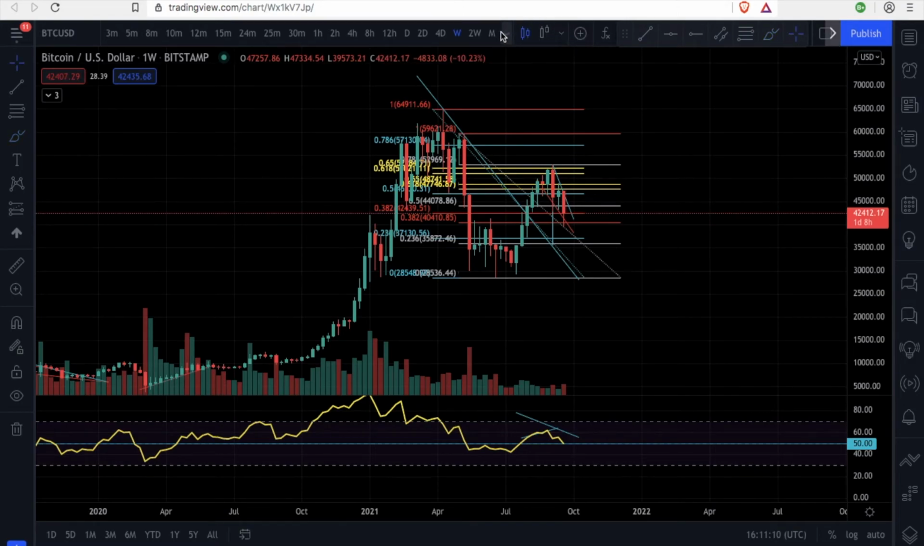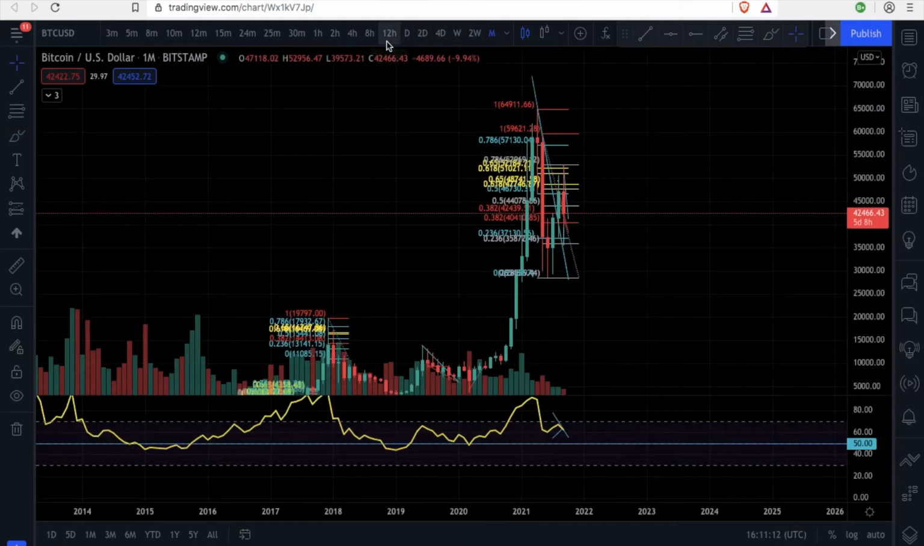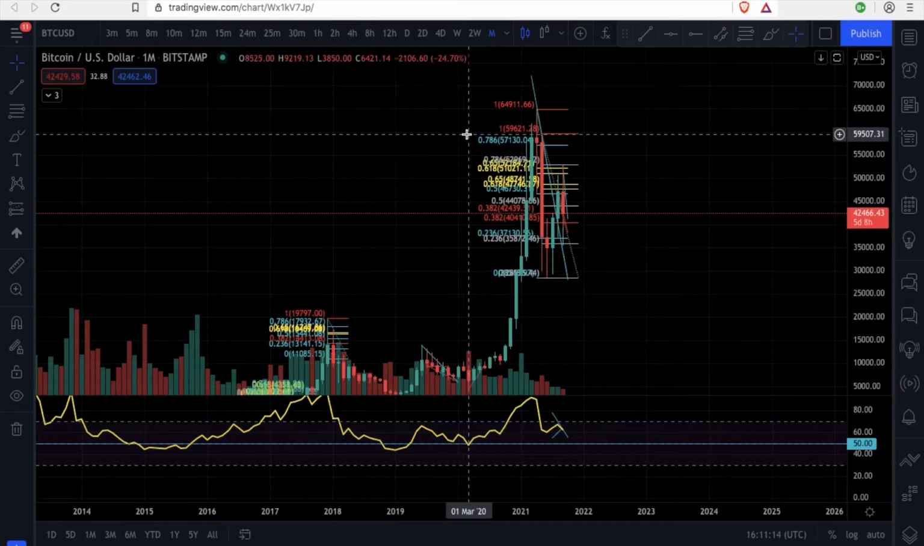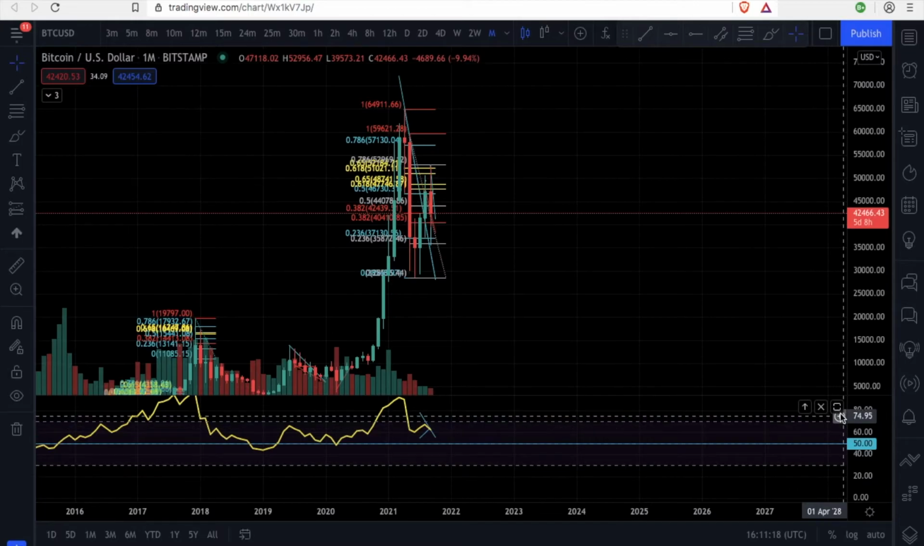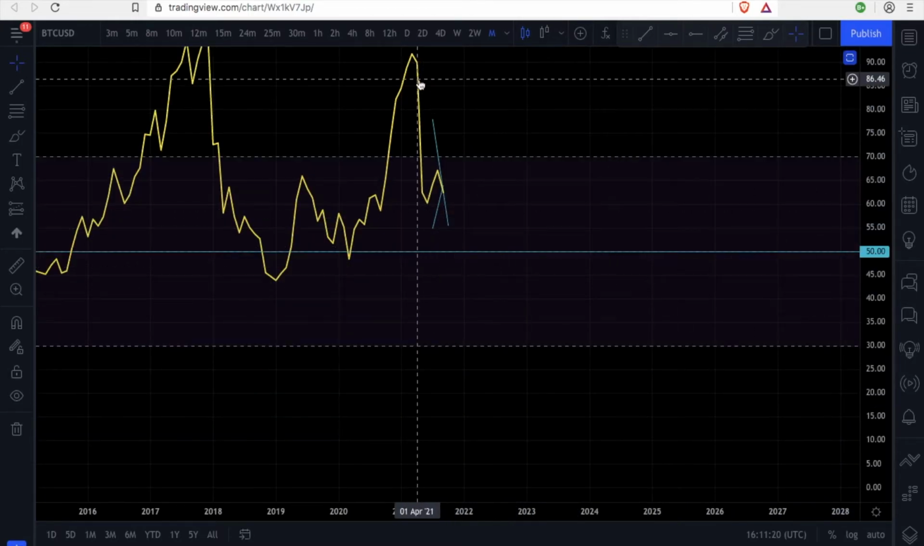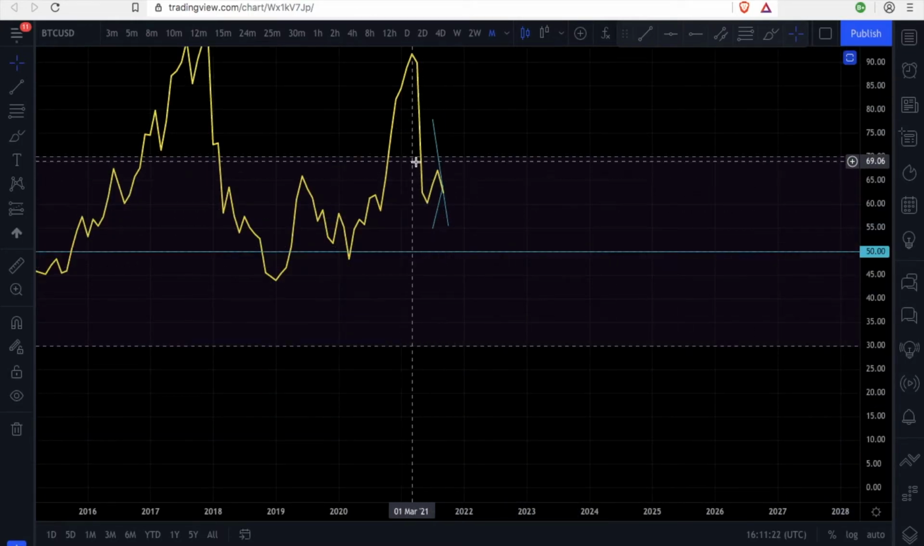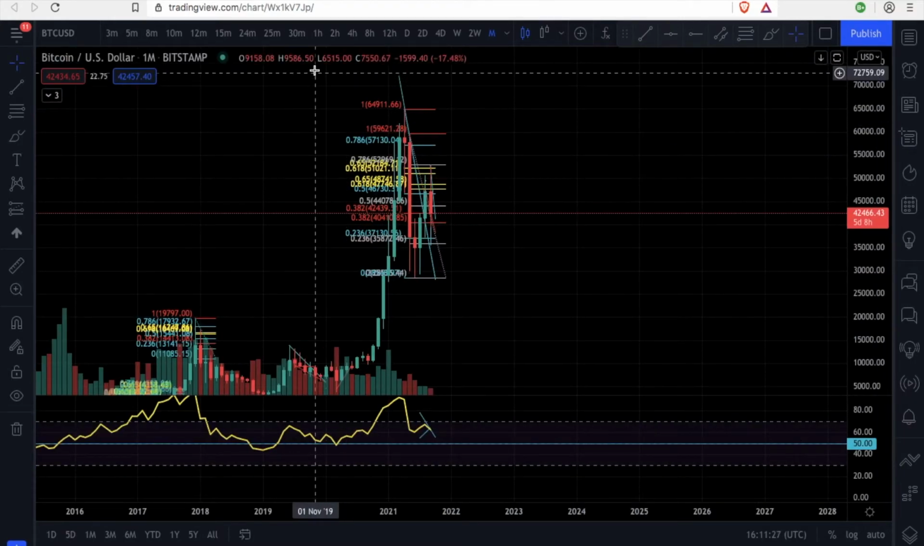So yeah, guys, that's what I'm seeing in the weekly time frame and in the monthly time frame. That's a huge bearish divergence there, kind of in the monthly time frame. That's not good. That's just not good.